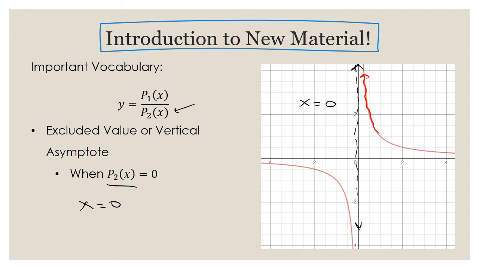How do you figure it out? If you're just given the equation, you need to figure out when does the bottom polynomial equal 0. That's how you'll know what the equation of your asymptote will be.